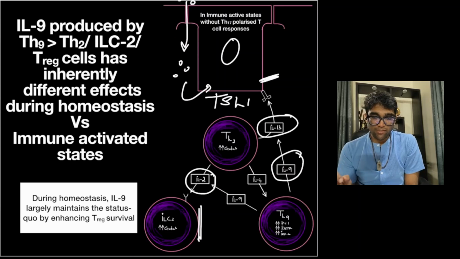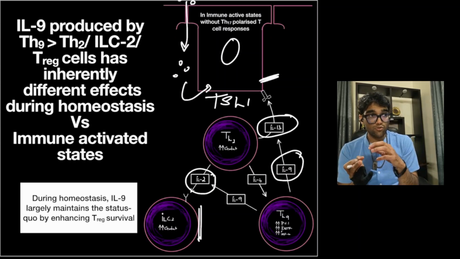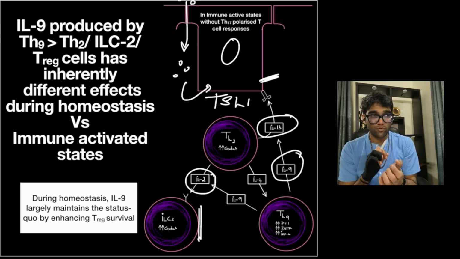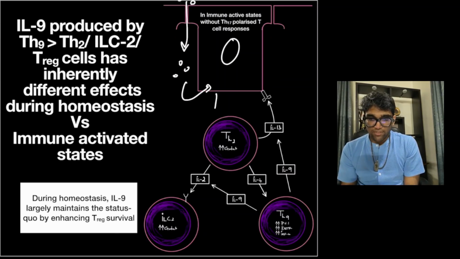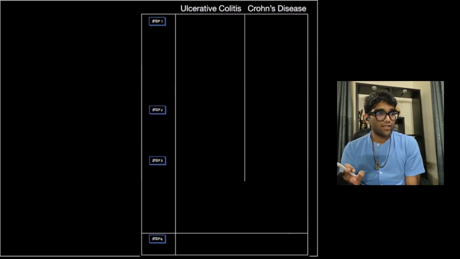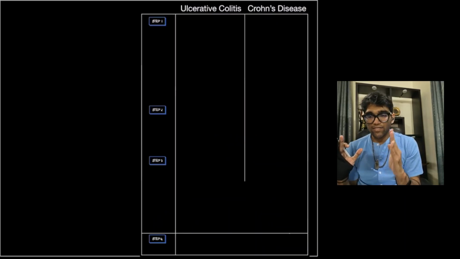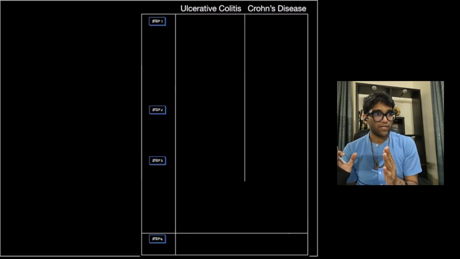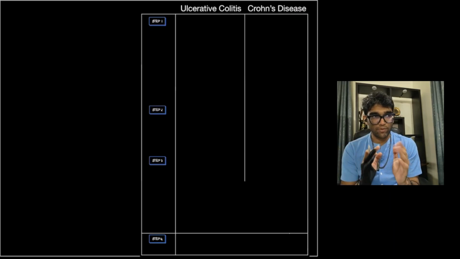Now in homeostasis, interleukin 9 also maintains T regulatory cell survival, but once the switch occurs, as I just discussed, from a tolerogenic intestinal mucosa to an immune activated intestinal mucosa, it perpetuates the inflammation, and so it becomes very central to the pathogenesis of ulcerative colitis. Now, as you can see, ulcerative colitis and Crohn's disease are two ends of the spectrum of the broad heading of inflammatory bowel disease.